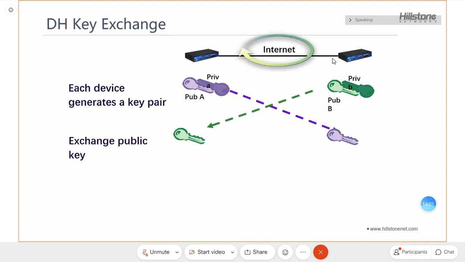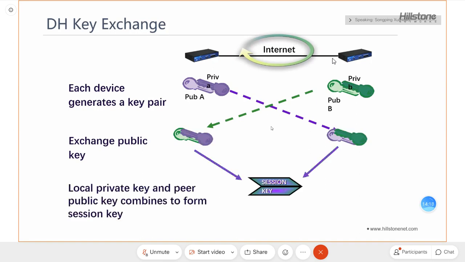And for the DH key exchange, both sides, the devices, will generate a key pair, and then they will exchange the public key. After that, each device will combine its local private key with the peer public key together to form a session key. That is the key exchange.